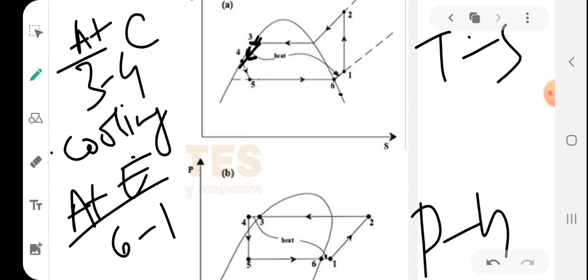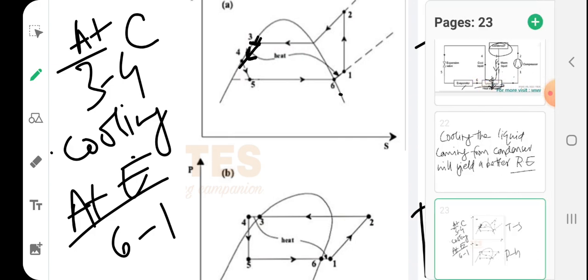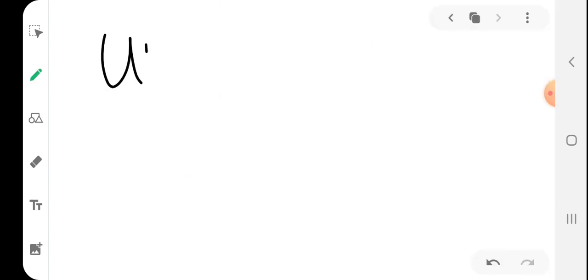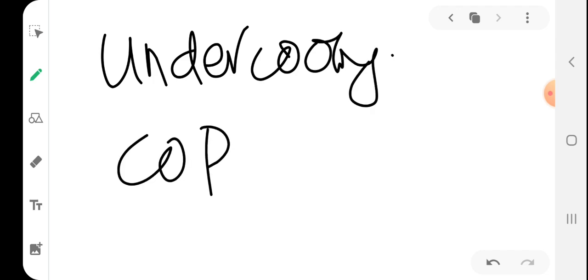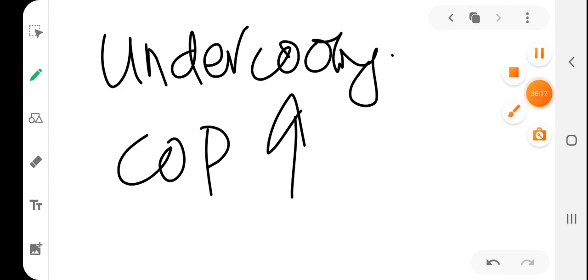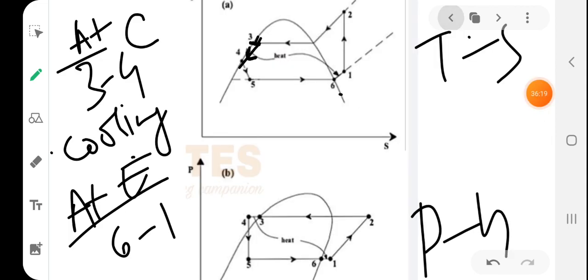So a kind of undercooling takes place. Undercooling definitely increases the COP, that we have learned. So placing a liquid suction heat exchanger means it increases COP, right? Right. So you can see here now.